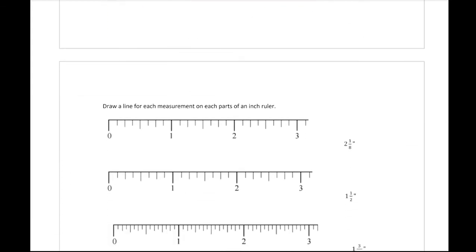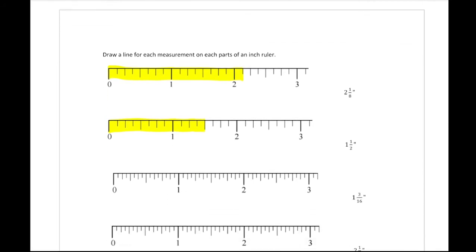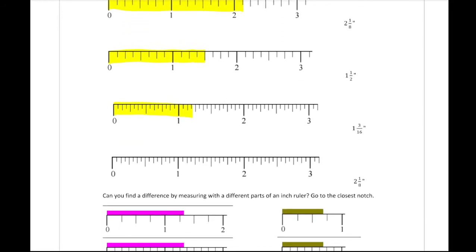So what I want to do is draw a line for each measurement of the following. 2 1/8 of an inch. So 2 1/8. 1 1/2. So we're going to 1 1/2. 1 3/16. So 1, 1, 2, 3/16. 3 lines. 2 1/8. So 2. 16th is the smallest one. 8th is the largest one. So a large one right there would be 1/8.